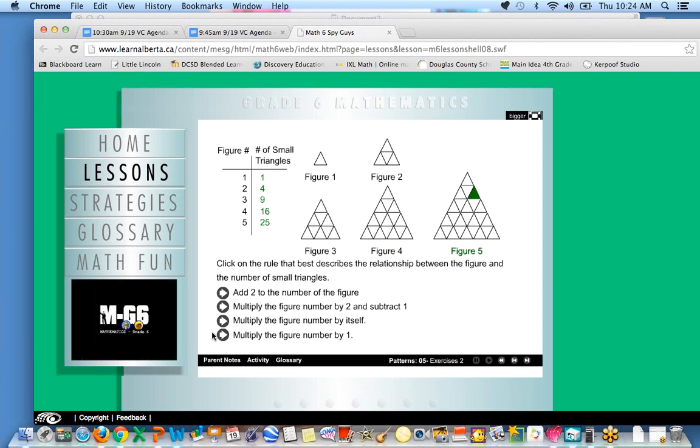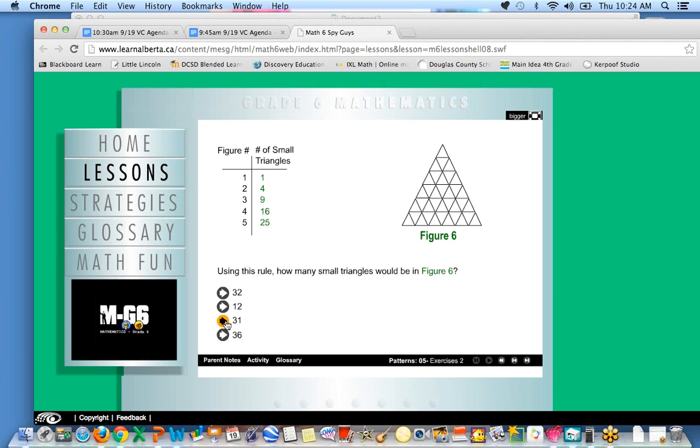Okay, so I got one person who thinks it's D. Multiply the figure number by 1, so 1 times 1. What about this one? 2 times 1? That's not going to work. What about multiplying the figure number by itself? 1 times 1 is 1. 2 times 2 is 4. 3 times 3 is 9. 4 times 4 is 16. So our best answer, everybody, would be C.